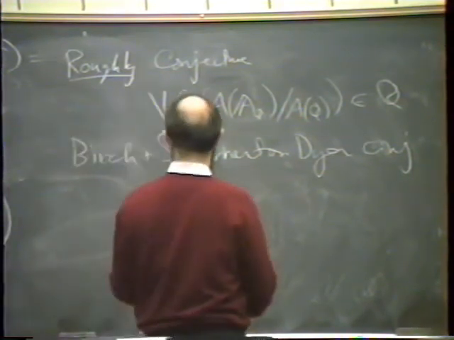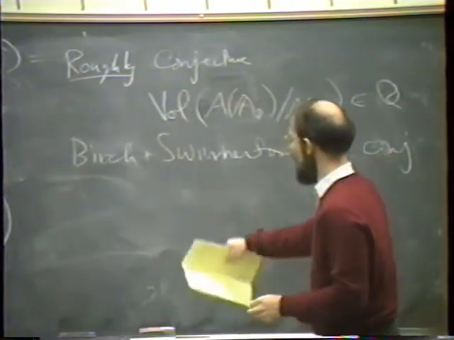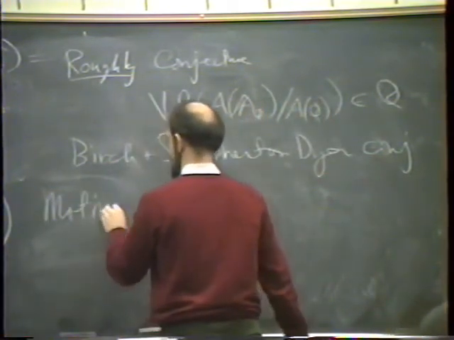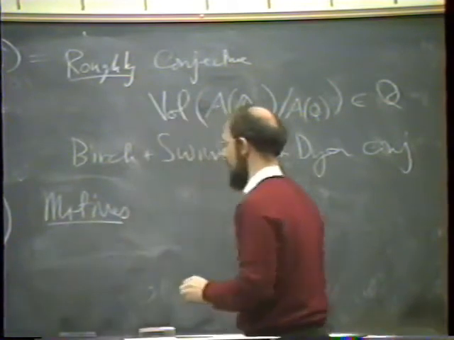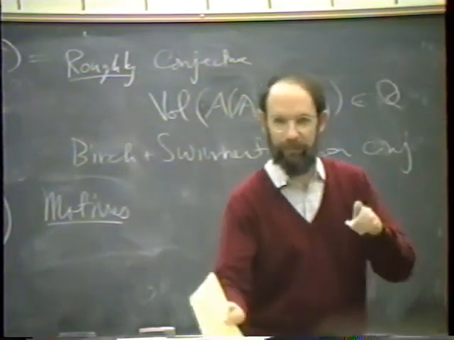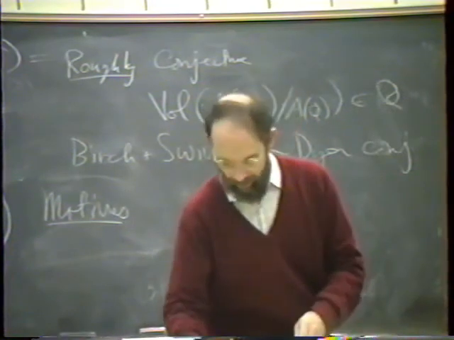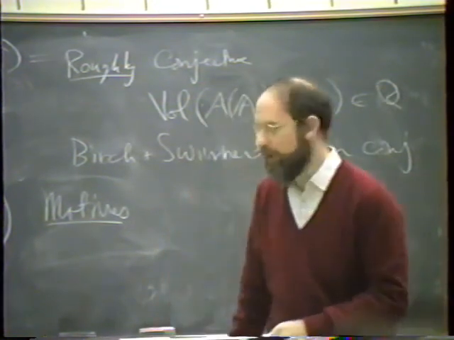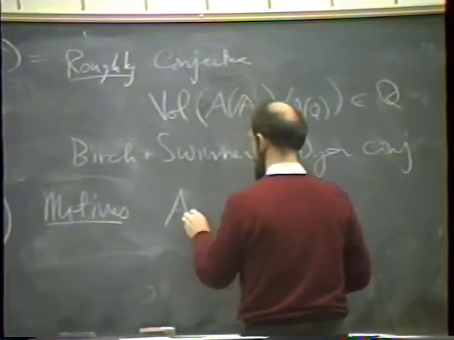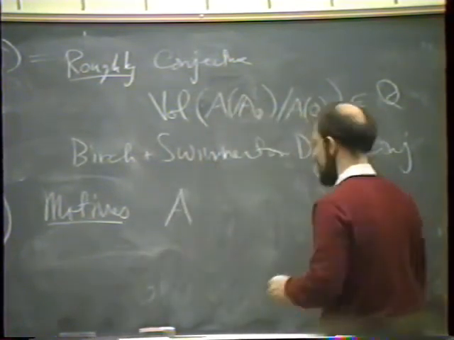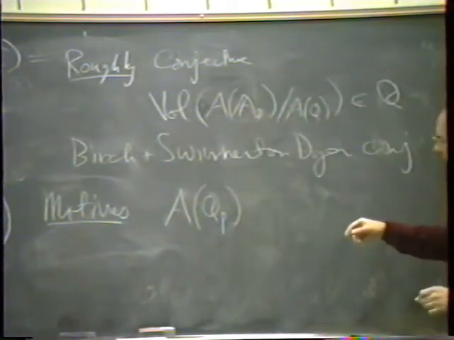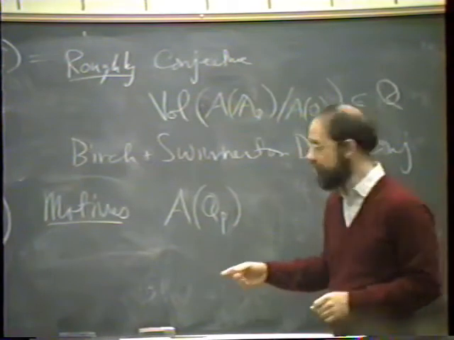So let's try to make sense of this from the point of view of motives. Well, I haven't told you what motives are. I don't want to assume that whoever is here was here yesterday. So let's just start out. We have our abelian variety. We'd like to talk about its points with values in Q_p.